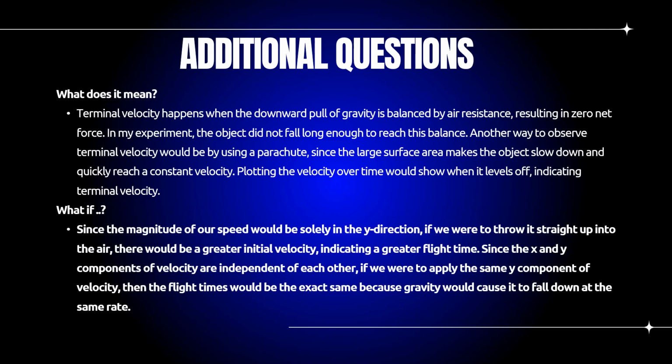So some additional questions to ask: did our object achieve terminal velocity? Terminal velocity is when the downward pull of gravity is balanced by air resistance, which results in a zero net force. However, our object did not fall long enough to achieve this balance. Another way to observe terminal velocity would have been to use a parachute, since a large surface area makes the object slow down and reach a constant velocity.